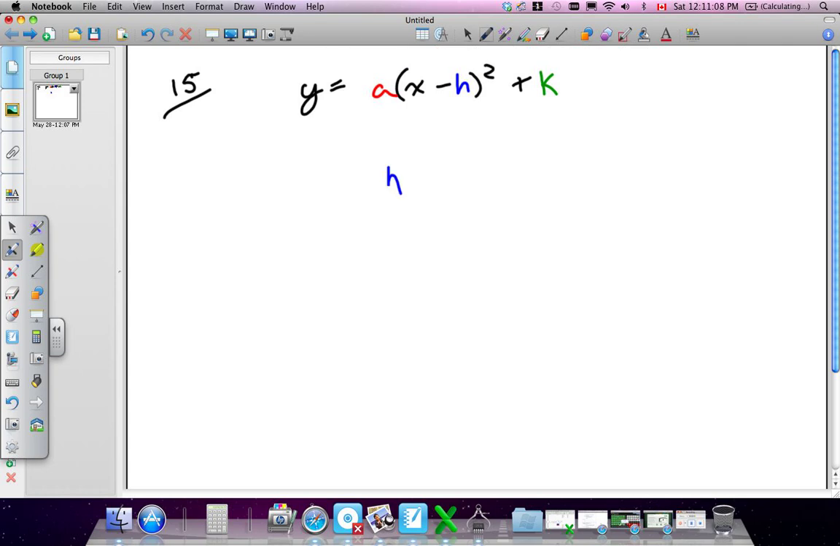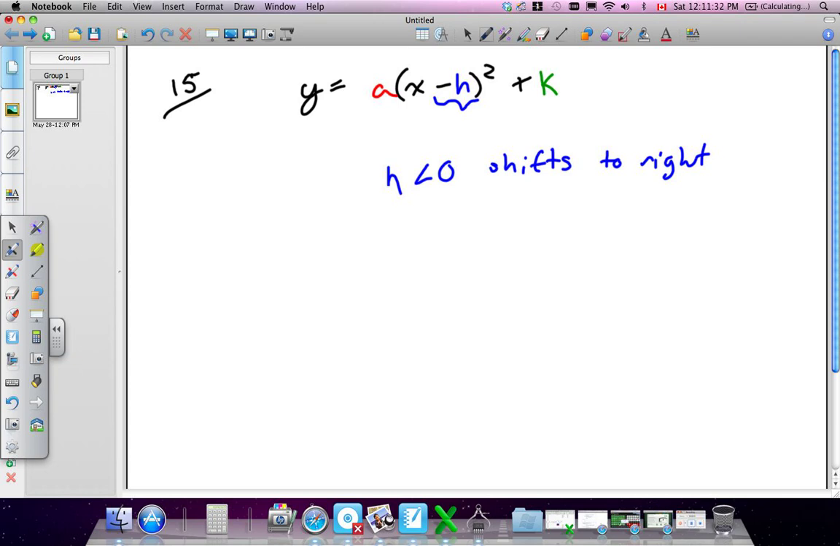What I mean by H is, I'm not going to go into the whole explanation of this, but if this sign here is a negative, H is less than 0, then it shifts to the right. Okay? So in other words, it's the opposite of what you would think. If H is negative, it goes in a positive direction.